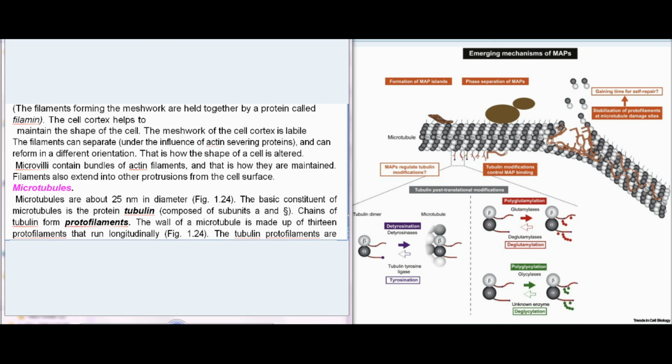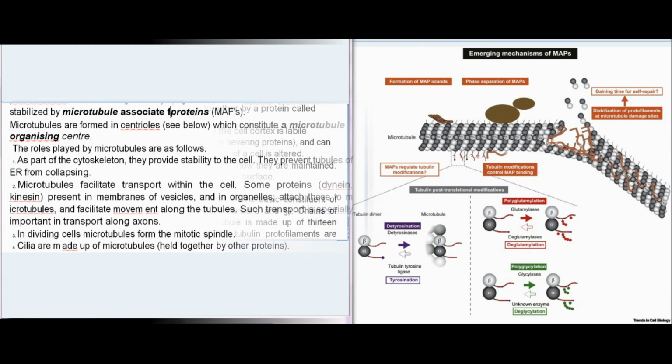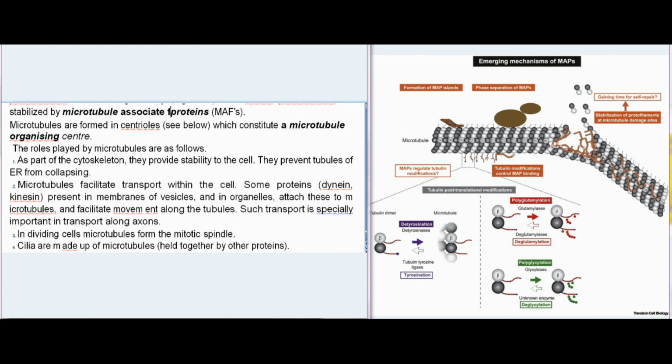Microtubules. Microtubules are about 25 nanometers in diameter, Fig 1.24. The basic constituent of microtubules is the protein tubulin, composed of alpha and beta subunits, and chains of tubulin form protofilaments. The wall of a microtubule is made up of 13 protofilaments that run longitudinally, Fig 1.24. The tubulin protofilaments are stabilized by microtubule associated proteins, MAPs. Microtubules are formed in centrioles, see below, which constitute a microtubule organizing center.